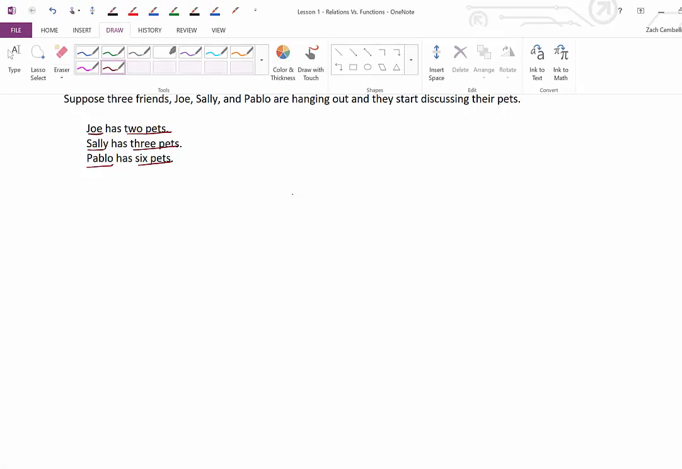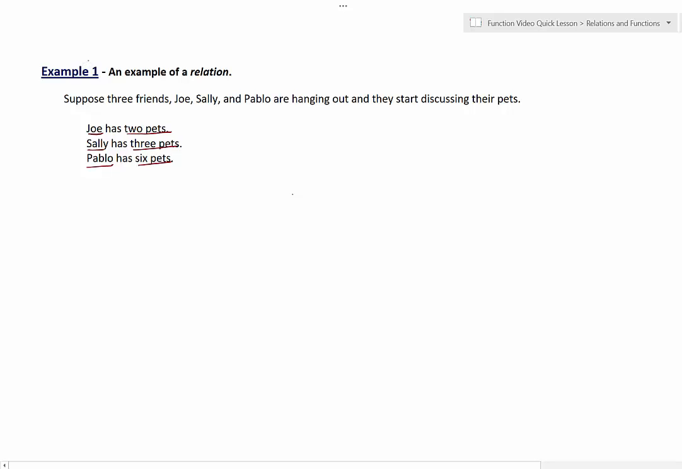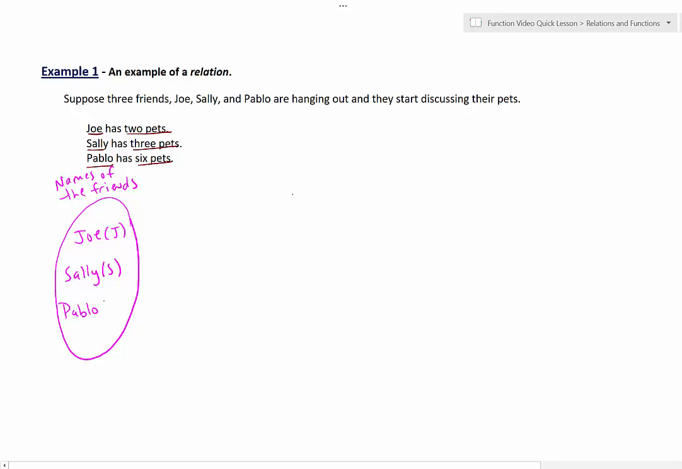What we'll do is we'll just organize them first of all into two kind of categories. Let's throw all the people over in this little overlooking diagram. This will be the names of the friends. Alright, so we got Joe. We're going to just abbreviate Joe with J. We got Sally. We'll abbreviate her with S. And of course there's Pablo. We'll use P for Pablo.